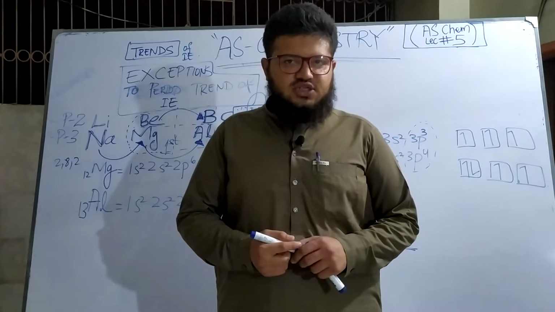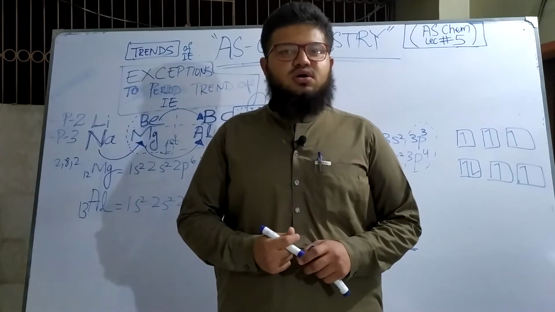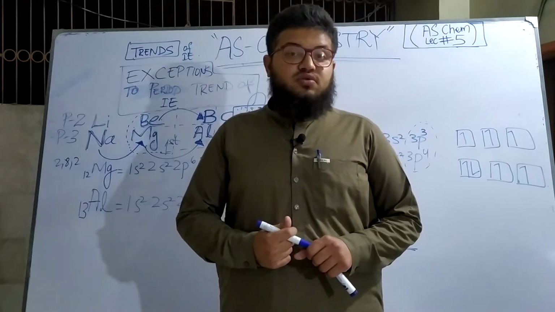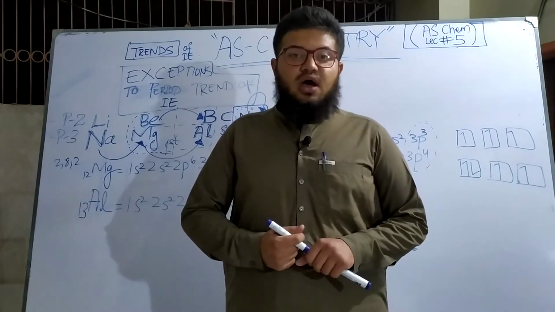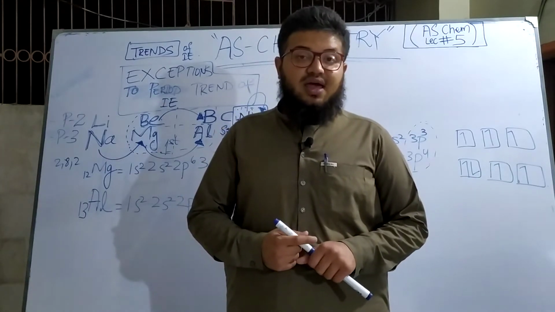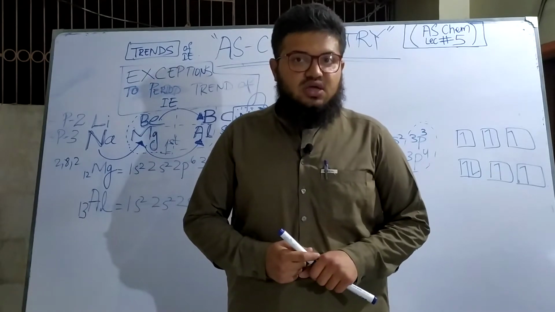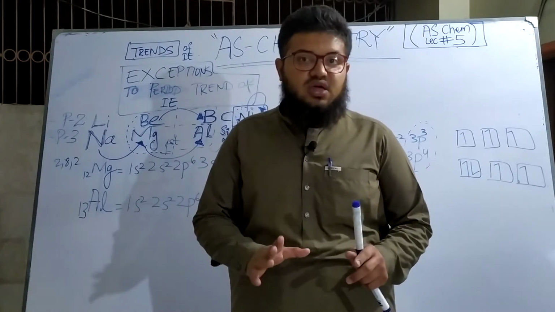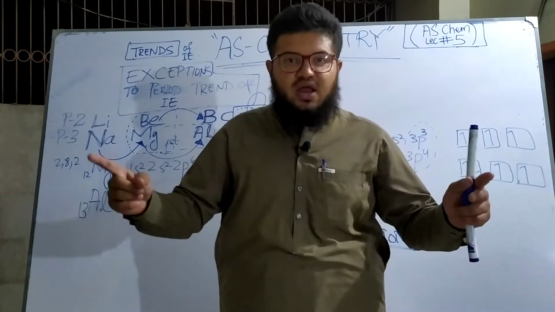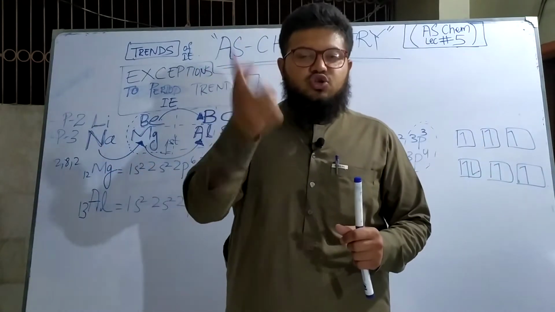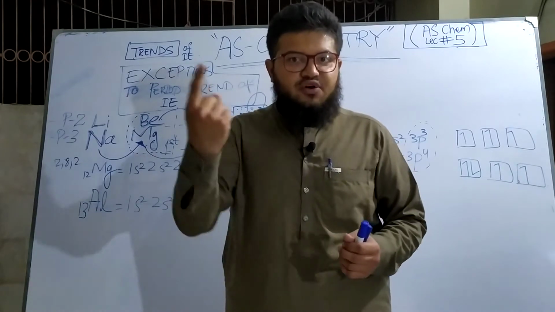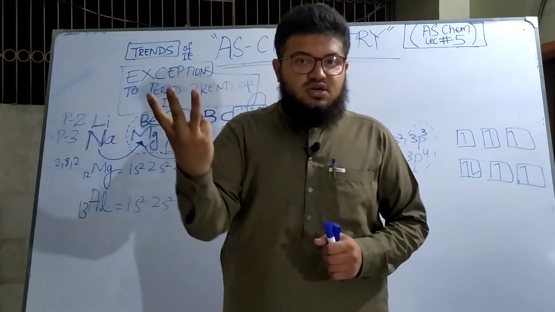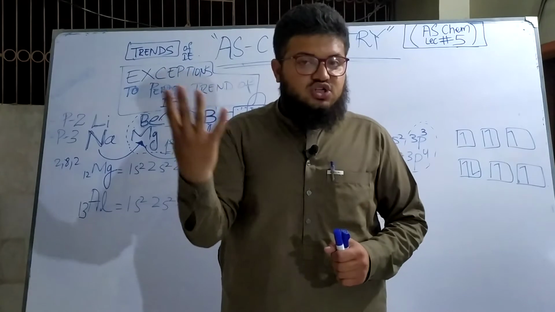Okay guys, so in the previous lecture we talked about the variation in ionization energy as we go across a period. Now we are going to talk about the few exceptions to that general rule. Generally, as you go across the period from left to right, the ionization energy increases due to several factors. You guys remember the factors? Radius, shielding effect, and nuclear charge and charge density.